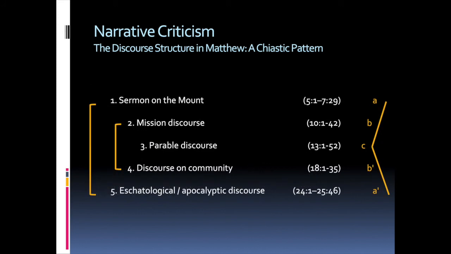So here again, the chiastic structure in the gospel, which is an interesting structuring feature that may be pertinent for the discourses that characterize the end of each of the 5 major sections of this gospel.